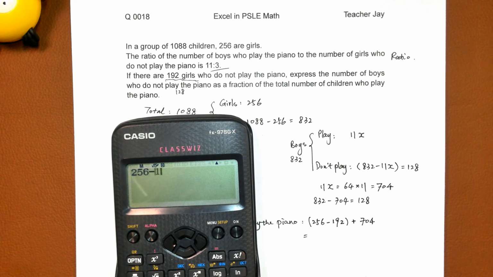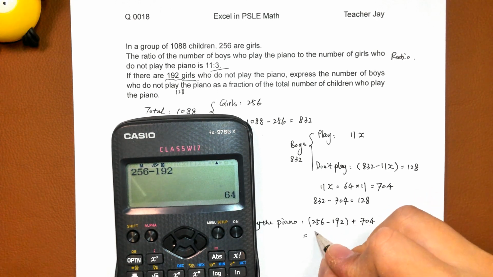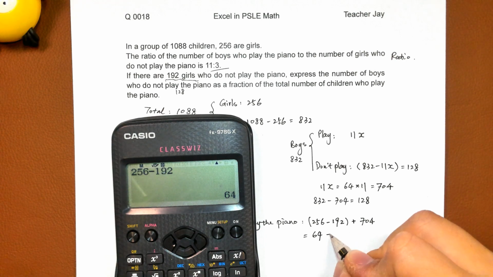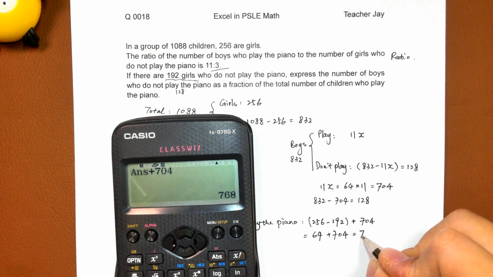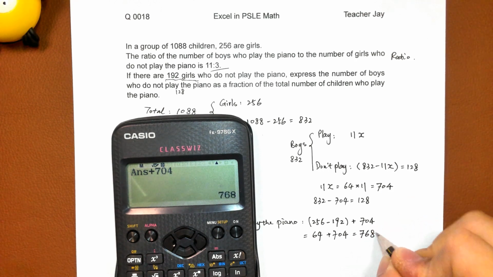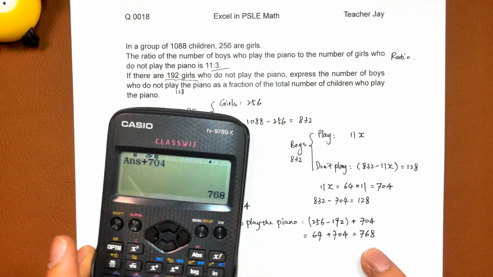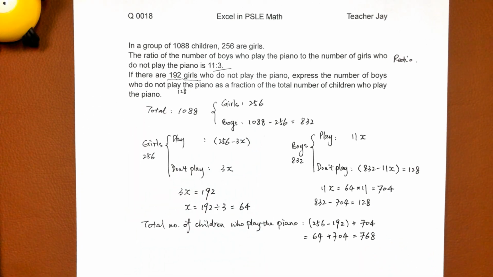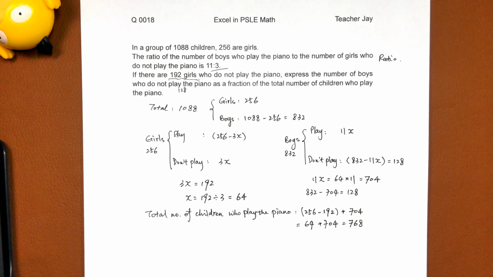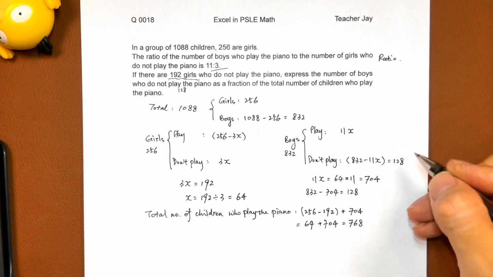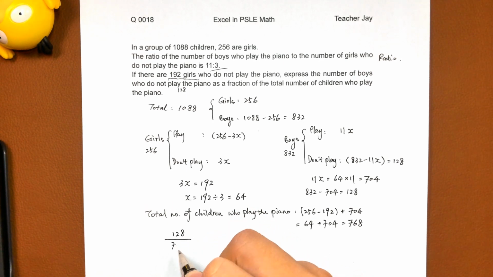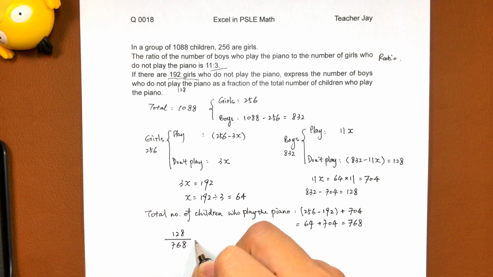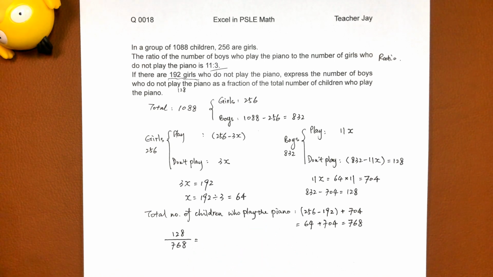256 minus 192, 64. And 704 plus 64. Total number of students who play piano, 768. And the fraction, boys who don't play: 128 divided by 768. We use a calculator as I mentioned before.